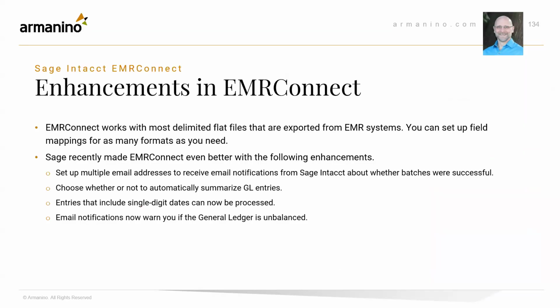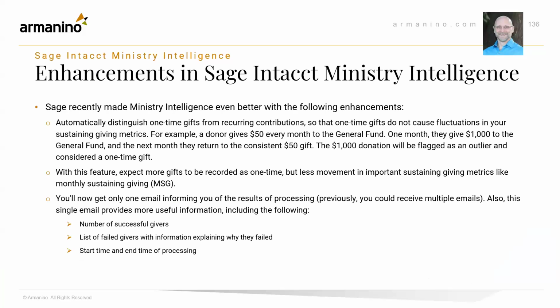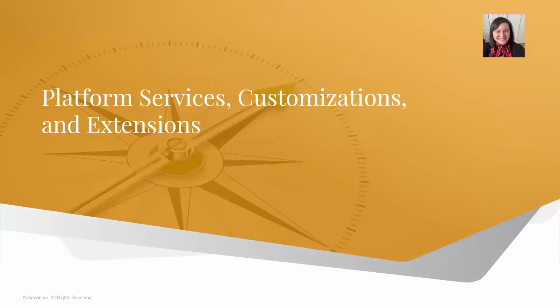EMR Connect, there are some enhancements there. It works with most eliminated files. You can set up multiple email addresses and choose whether or not to automatically summarize GL entries. Single digit dates can now be processed, and notifications now warn you if the general ledger is out of balance. Ministry intelligence: I don't think we have any clients utilizing that. If you do, please just refer to the PowerPoint deck here.